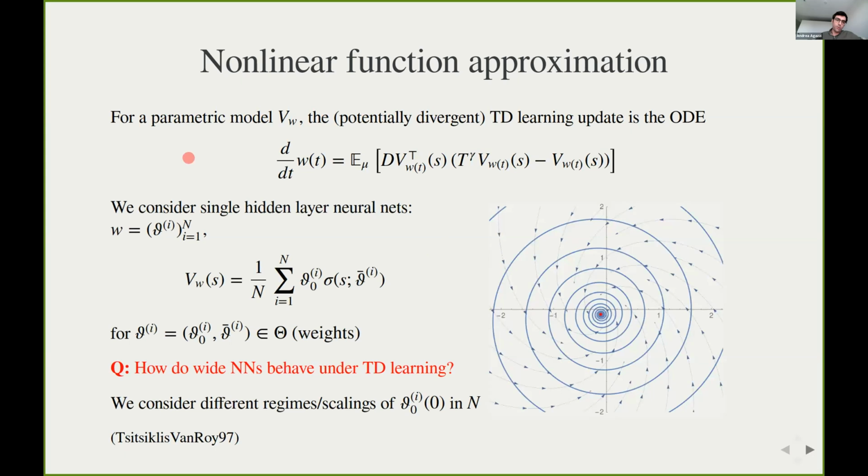Now, in this talk, we are going to consider a specific family of function approximators, which are single layer neural networks of width n, for n going to infinity. And we want to know whether this kind of phenomena occurs for these approximators, or more generally, how do wide neural networks behave under temporal difference learning. It is known that these models behave in different regimes depending on the initialization of their parameters. So we're going to study and contrast two different regimes.